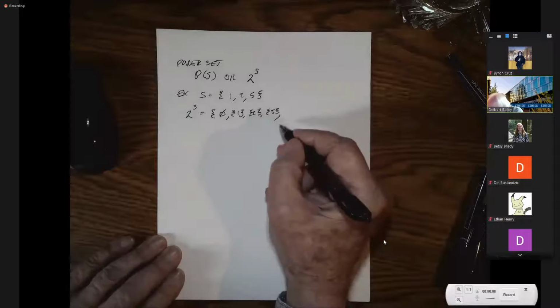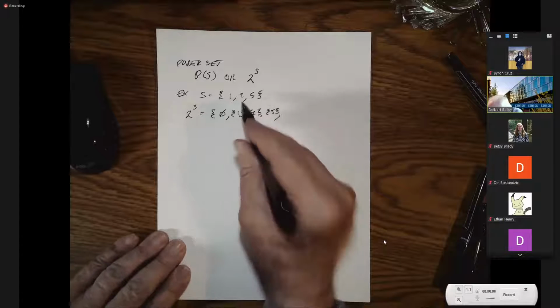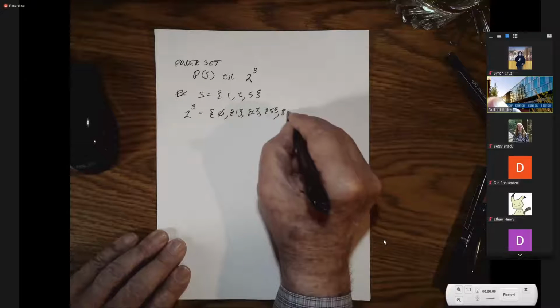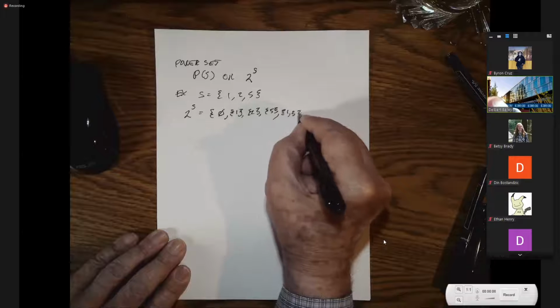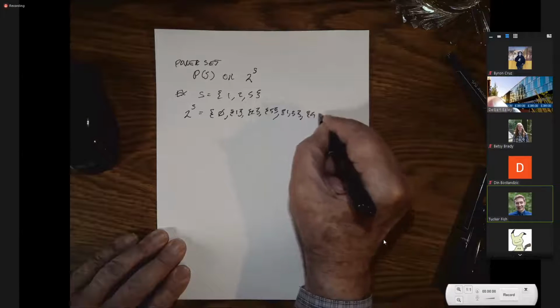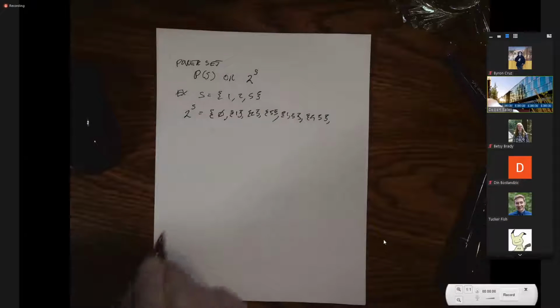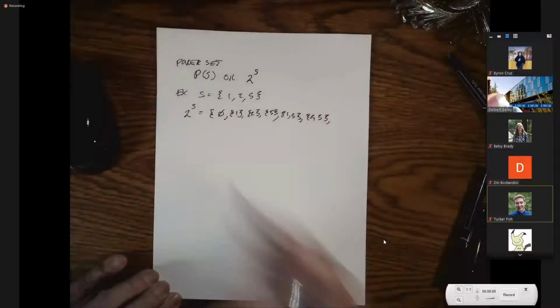And then there are sets that are made up of 2 elements of the things that are in S. Question? Sure. In your example, is that 2 to the power of S? Yeah. Okay, cool.